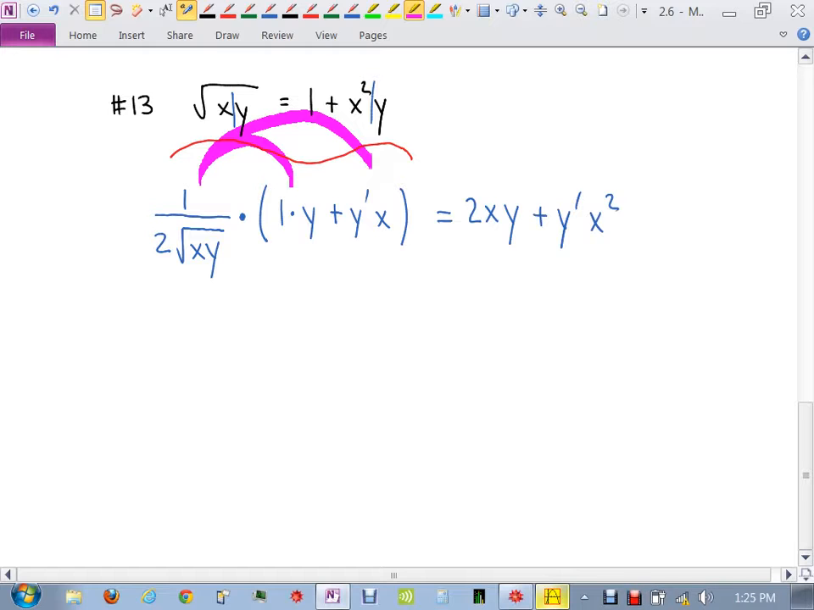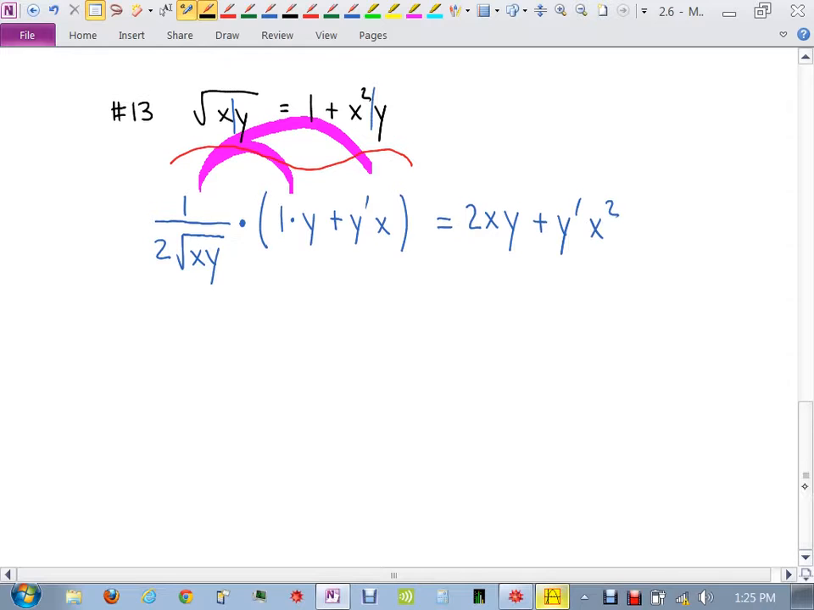Okay. So I'm going to stop here. Before someone asks another one, let me give you one. No, you would have to solve for y prime. Do you want me to solve for y prime? Yes? Okay.